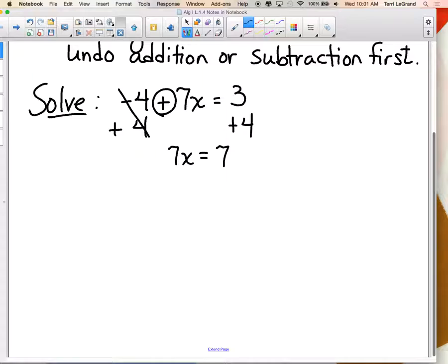And now we have another undoing step. What are we going to do, Josh? Divide by 7. Divide both sides by 7, and of course the 7s now cancel out, and we get x equals 1. Our solution is x equals 1.